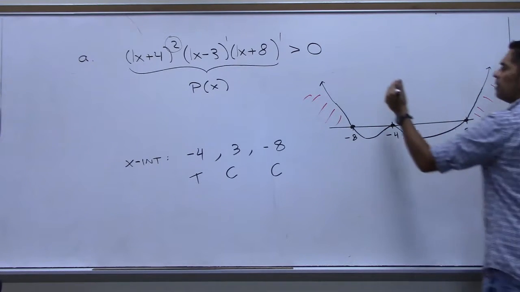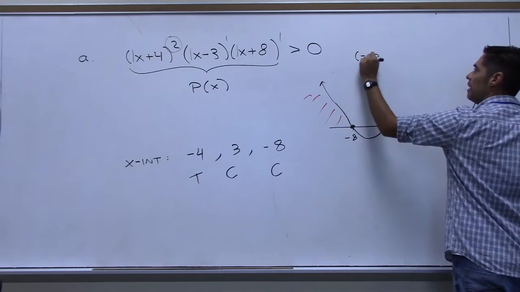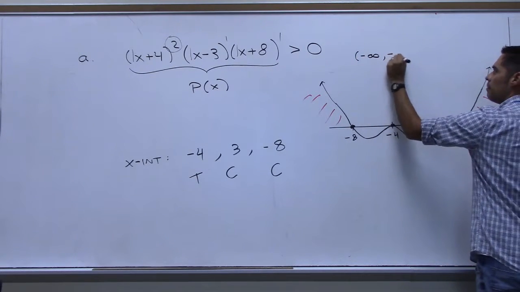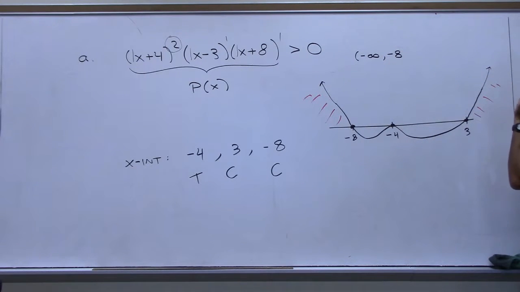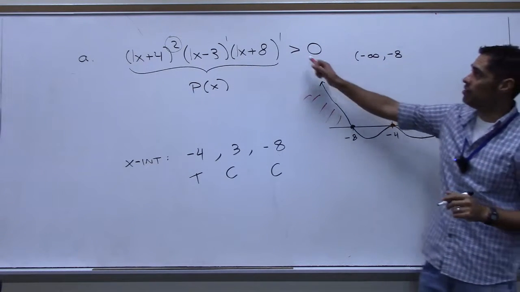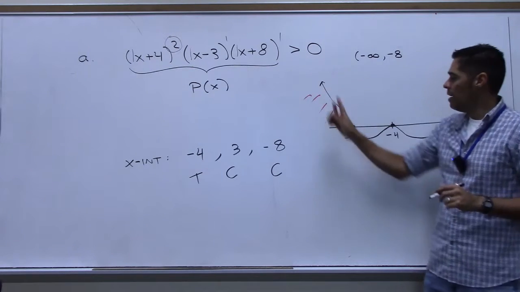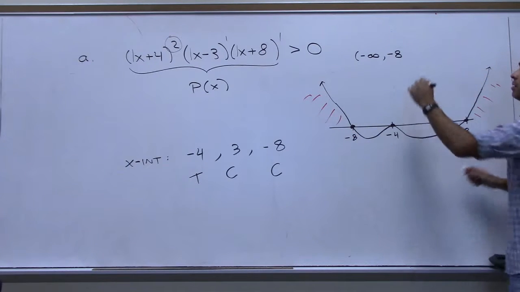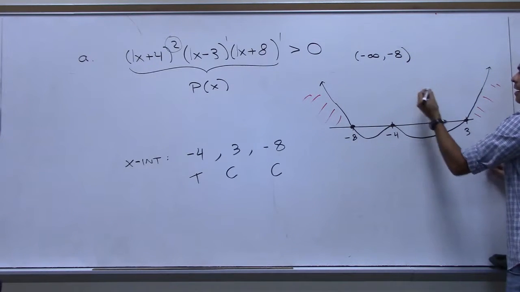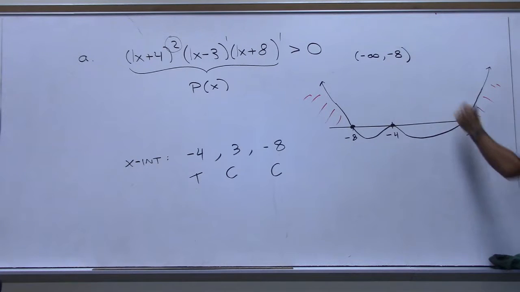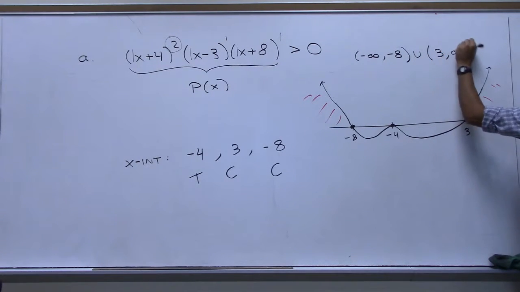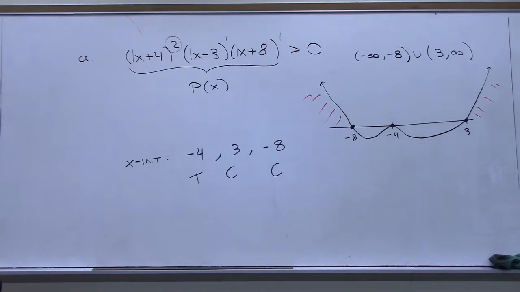So I heard Lily, she said negative infinity to what? Negative 8, bracket or parenthesis? Parenthesis, because we want it strictly greater than 0, right? At negative 8, you're actually 0. I don't want to be 0, I want to be bigger than 0. So parenthesis, and then union, parenthesis, 3 to infinity. That would be the answer. That's the solution.